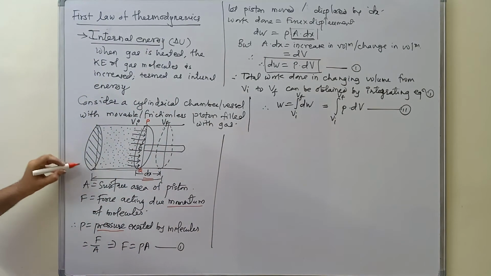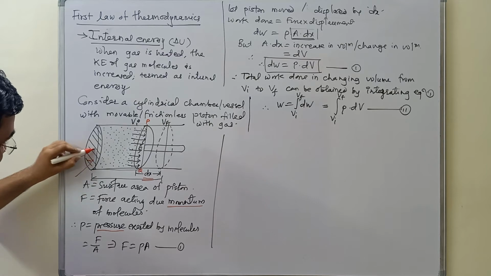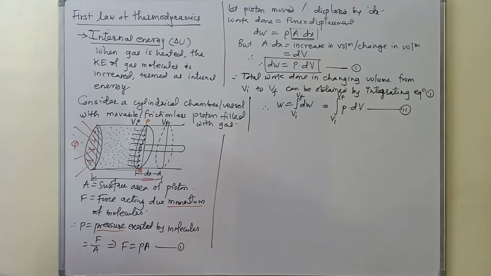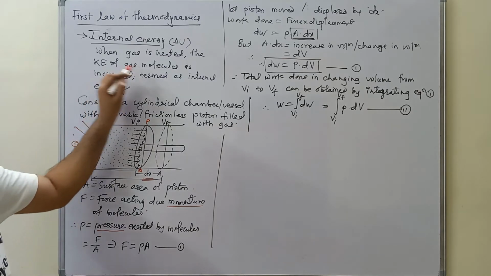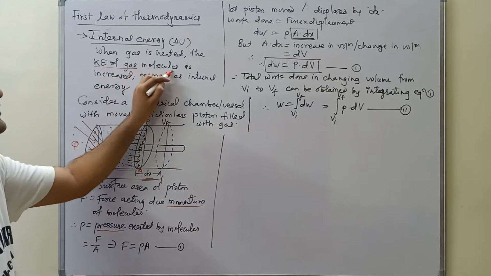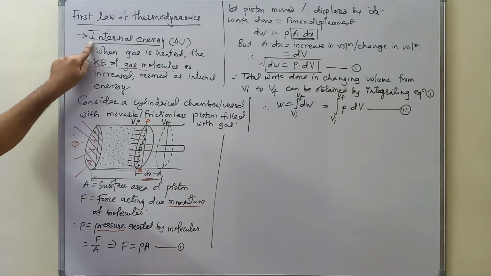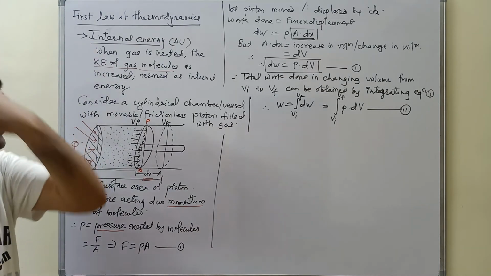Now suppose I had given the heat here, heat Q is given. Because of that heat Q, the kinetic energy of the gas molecules is increased. When we say that kinetic energy is increased, then we say that work is done. Correct? Work is done, but at the same time, kinetic energy increase means what? Internal energy is also increased.